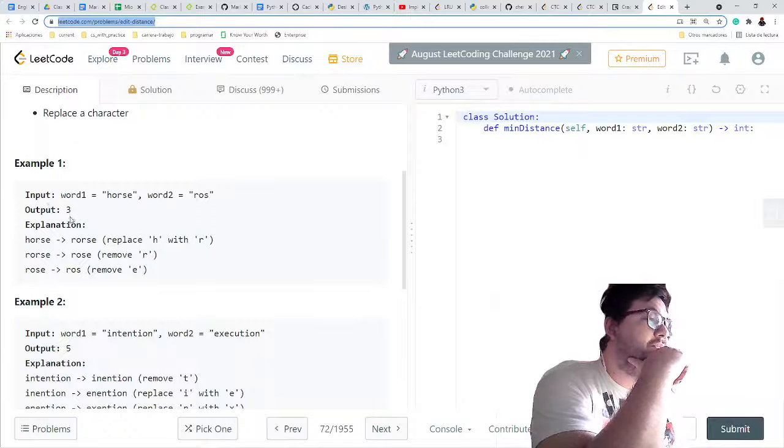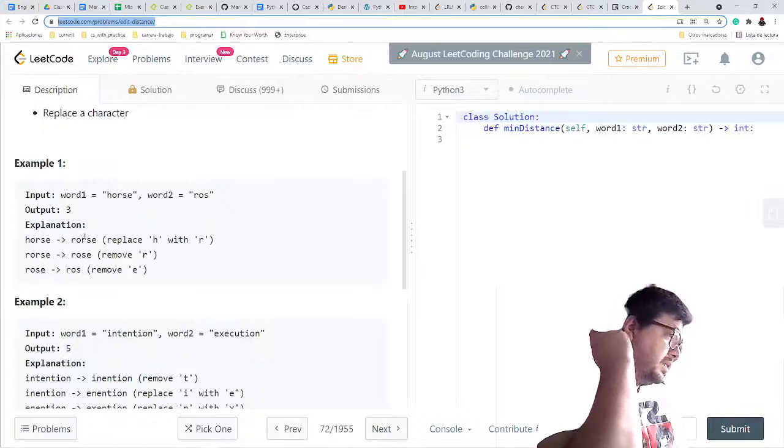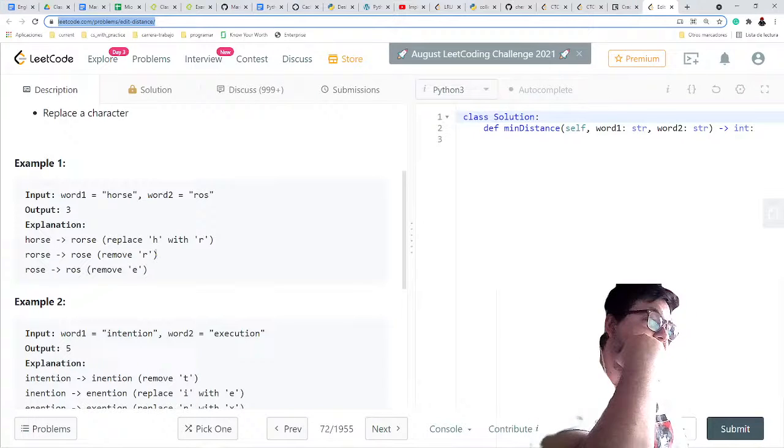Explanation: 3 operations. From horse to rose: replace H with R, remove R, remove E.